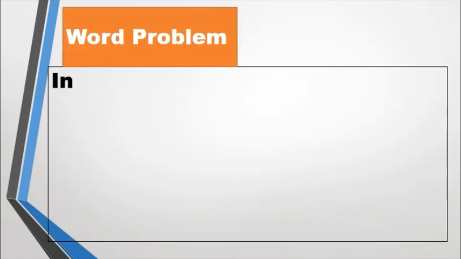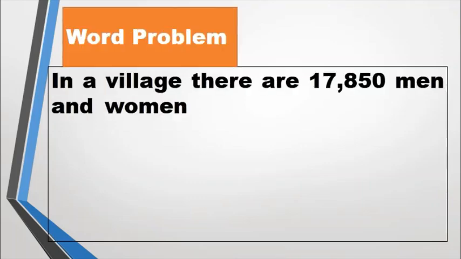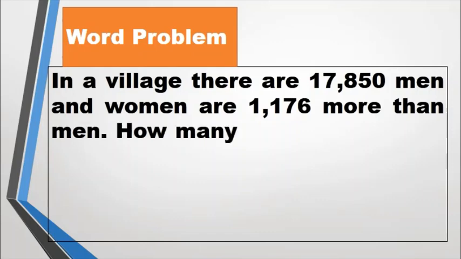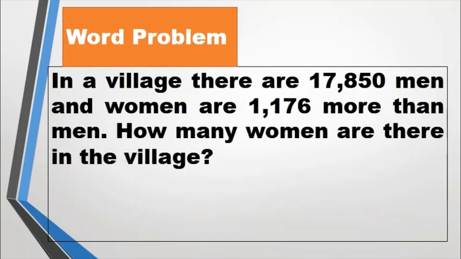Let us solve one more example. In a village there are 17,850 men and women are 1,176 more than men. How many women are there in the village? Now children, let us read this word problem together. In a village, there are 17,850 men and women are 1,176 more than men. How many women are there in the village?